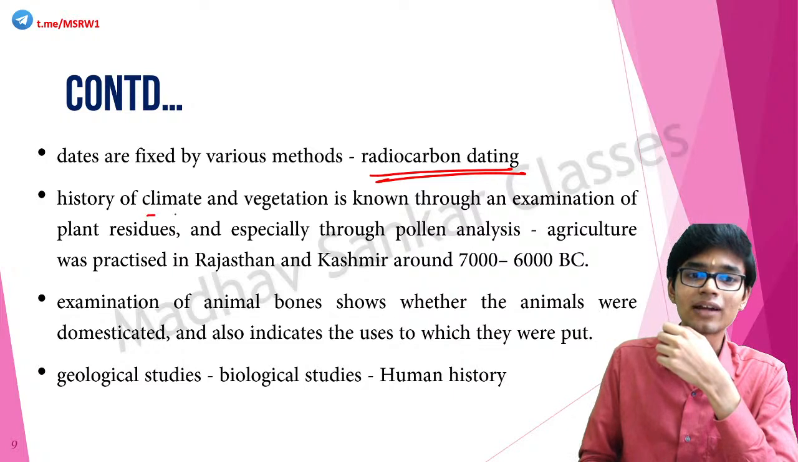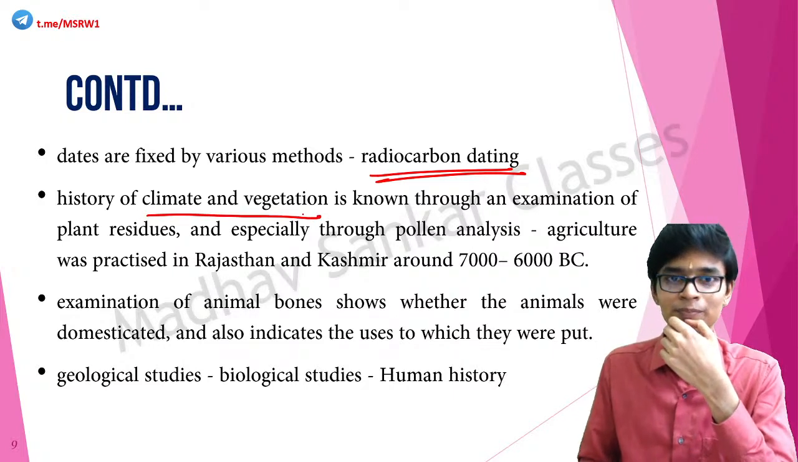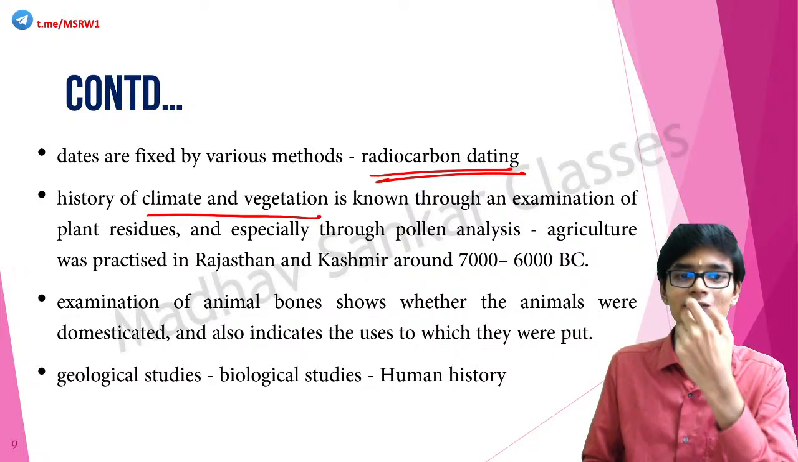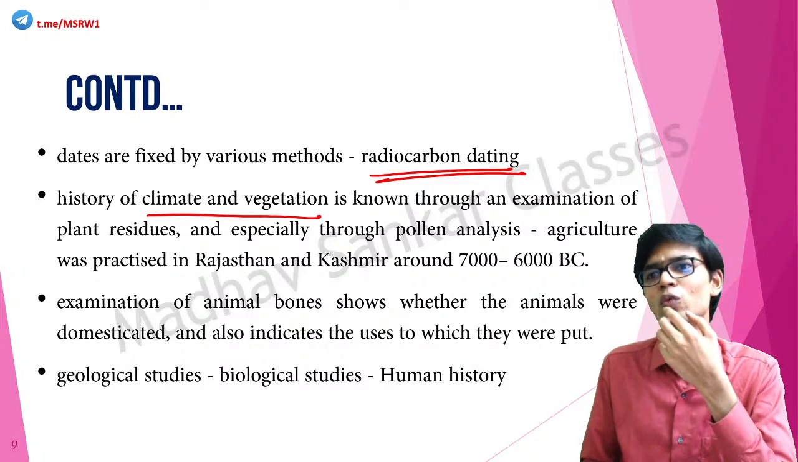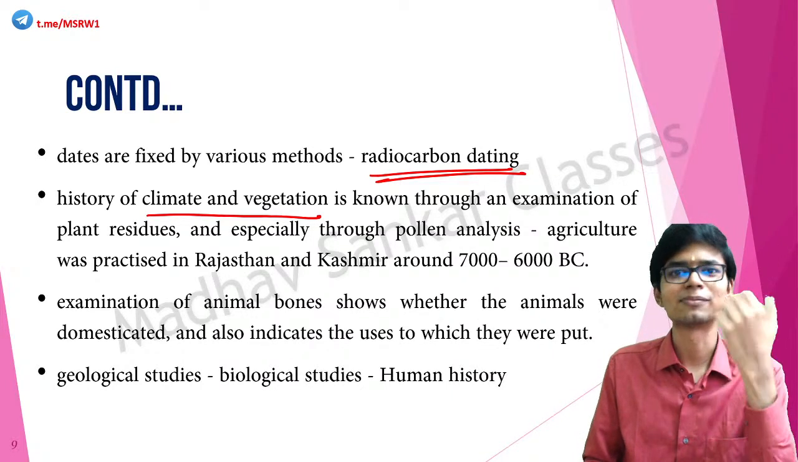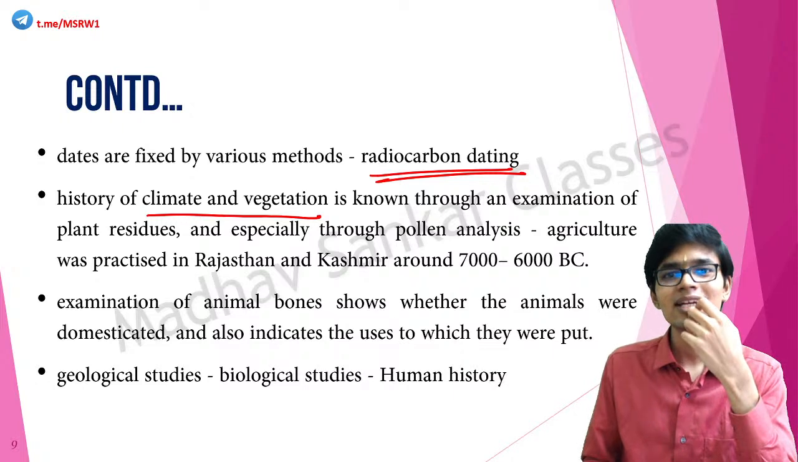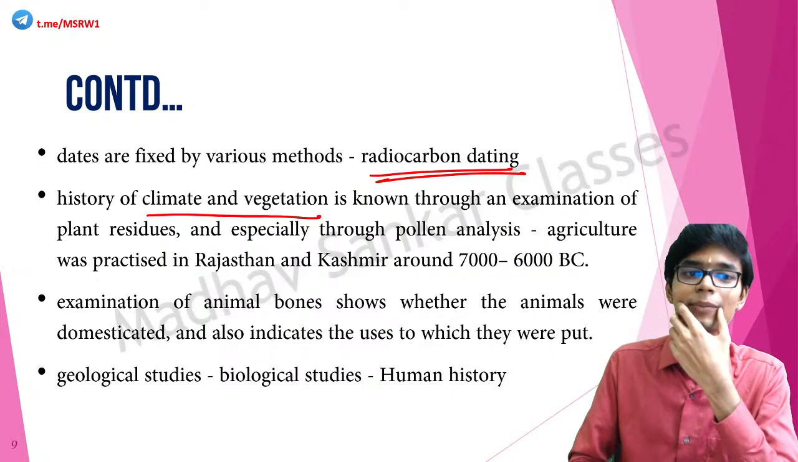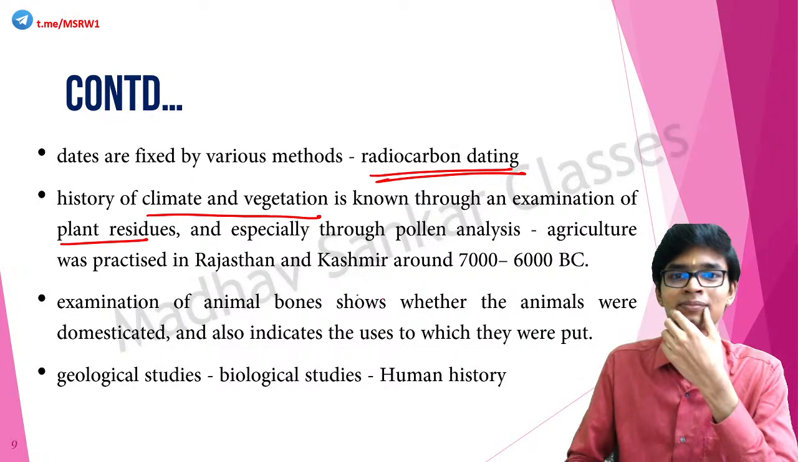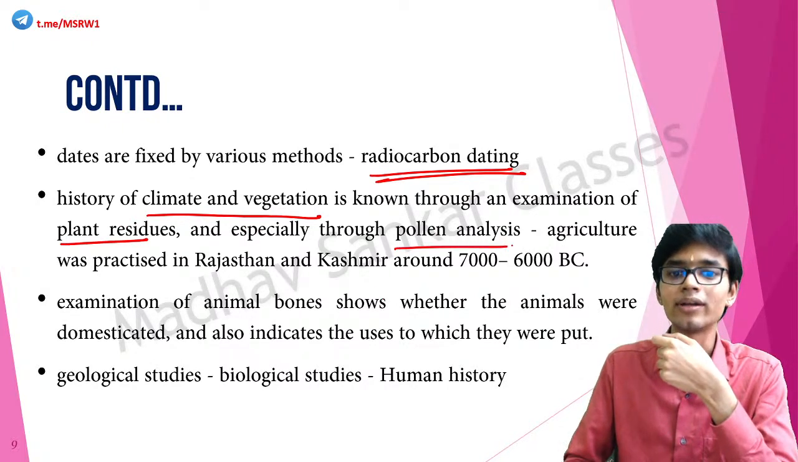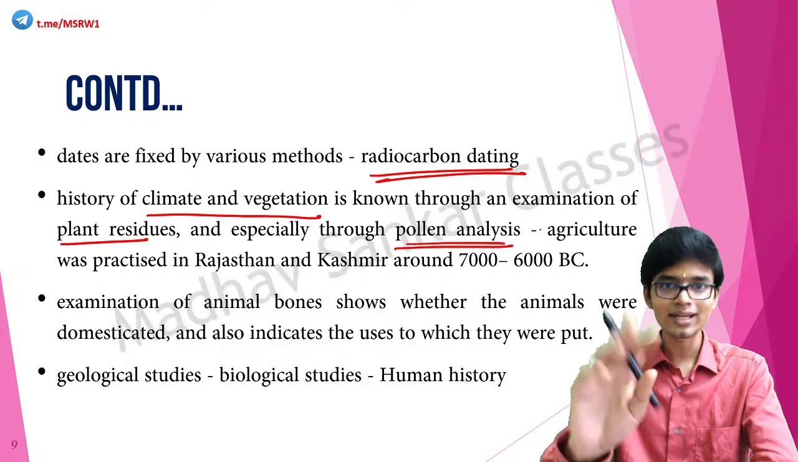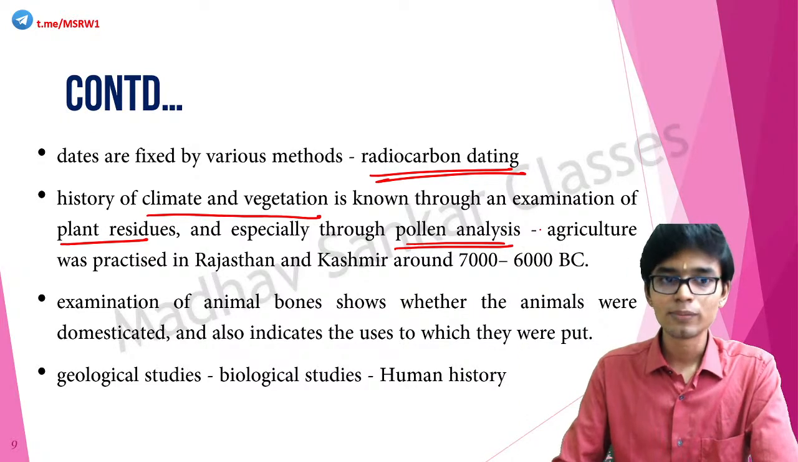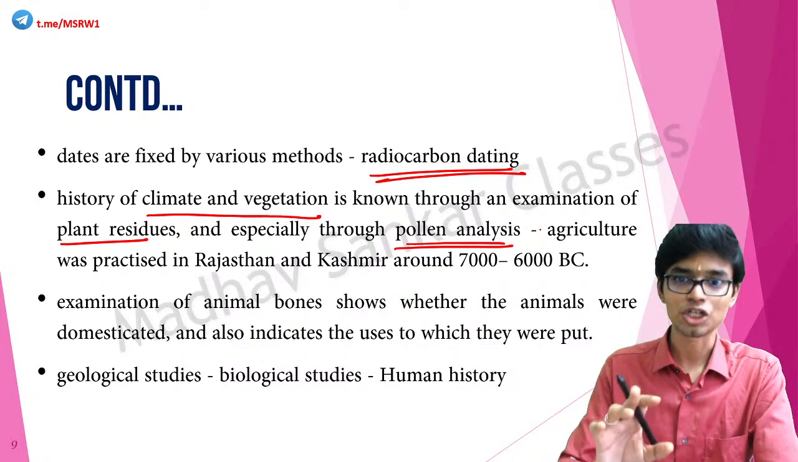So the history of climate and vegetation is also very important. How do we study the history of these things? How can we know what kind of climate existed 3000 years back? It's a very curious question. This can be identified through the examination of plant residues, especially through a technique called pollen analysis. The details are not important for us. But by using these techniques, we can understand the climate history of India.